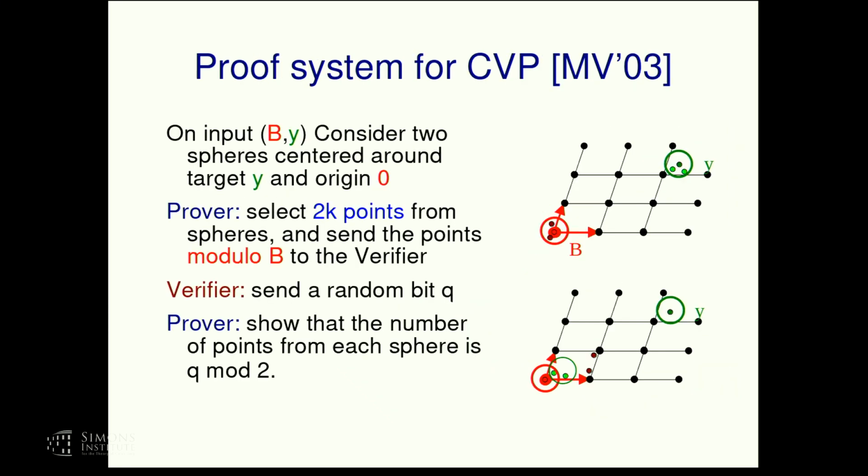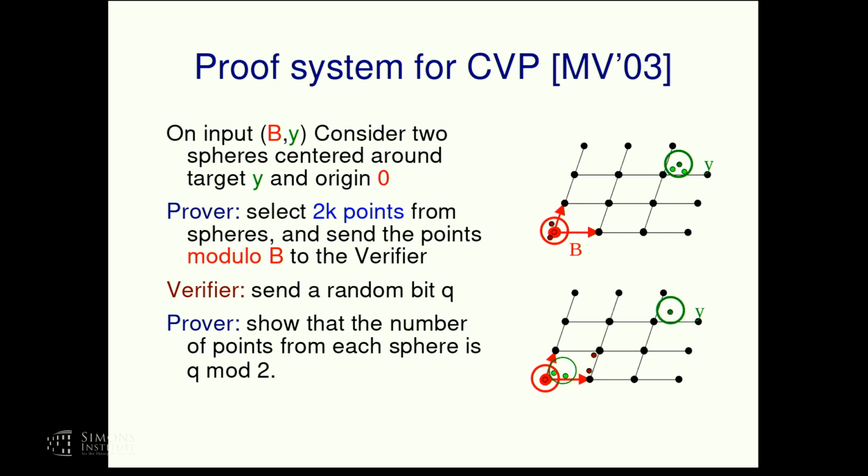Okay, so let's get to the second proof system. This is a proof system to show that a target Y is close to the lattice, and it works roughly as follows. Again, we pick both points that are close to the lattice and points that are close to the target. And since we are going to reduce them modulo the lattice, you don't need to copy the target many times. You can simply reduce these points and bring all of them inside the fundamental region. So the prover will pick, say, 2k points. Half of them are from B and half of them are from around Y.